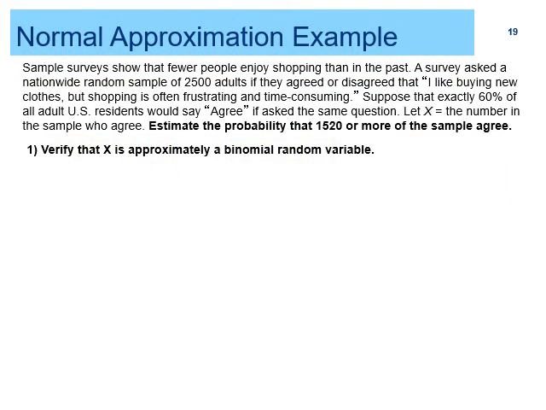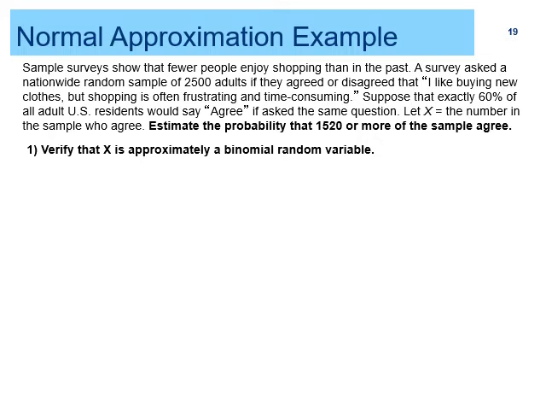Now we will see an example for normal approximation. Sample surveys show that fewer people enjoy shopping than in the past. A survey asked a nationwide random sample of 2,500 adults if they agreed or disagreed with the statement, "I like buying new clothes, but shopping is often frustrating and time consuming." Suppose that exactly 60% of all adult US residents would say agree if asked the same question. Let X be the number in the sample who agree. Estimate the probability that 1520 or more of the sample agree.